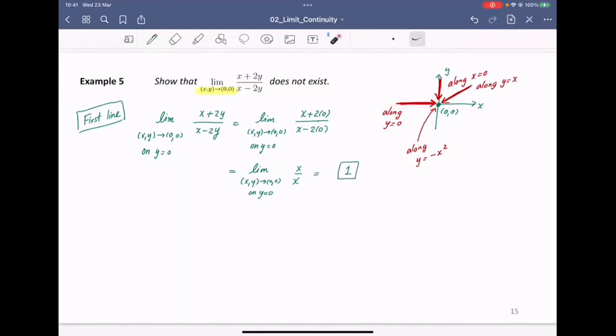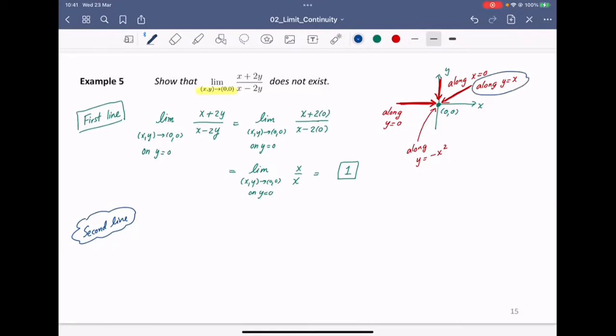Okay, let's try a different one. Let's try the second line here. Hopefully, after you pick the second one, you're going to get a different limit. So let's take y = x then.